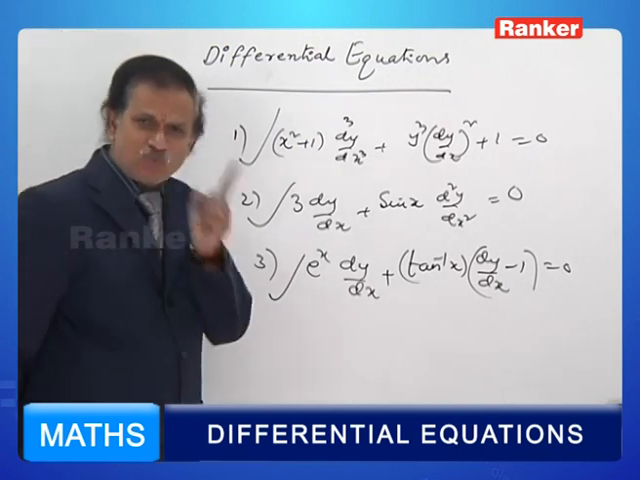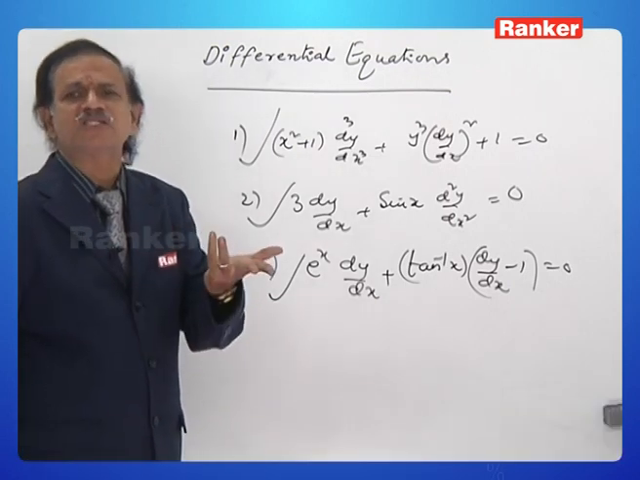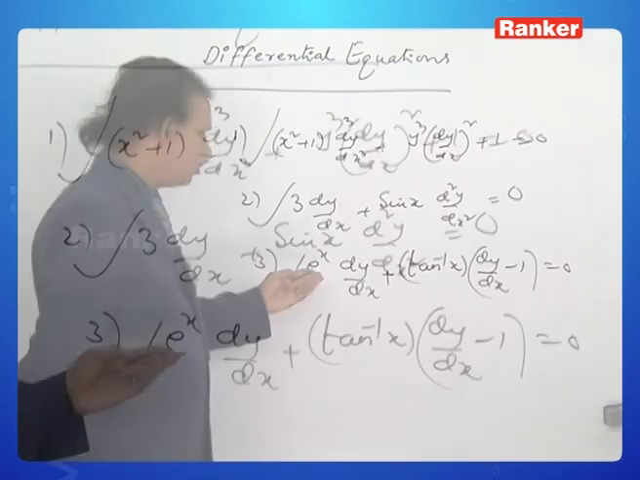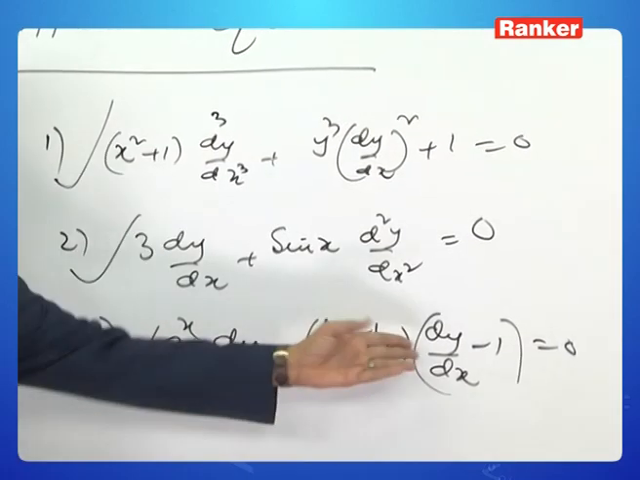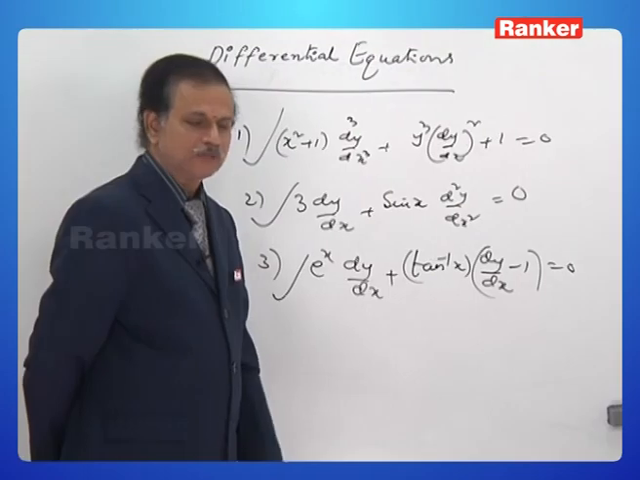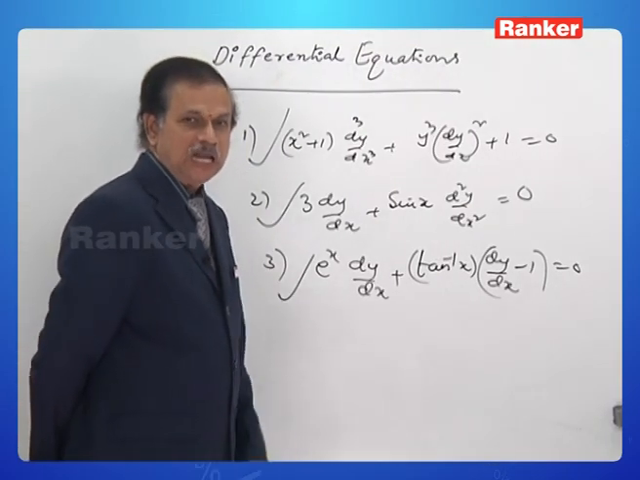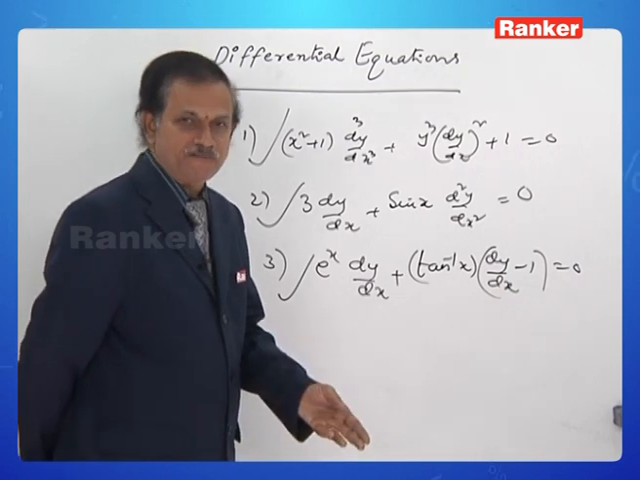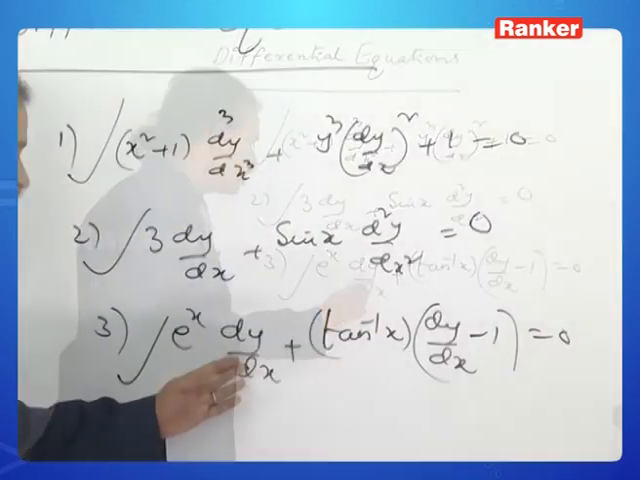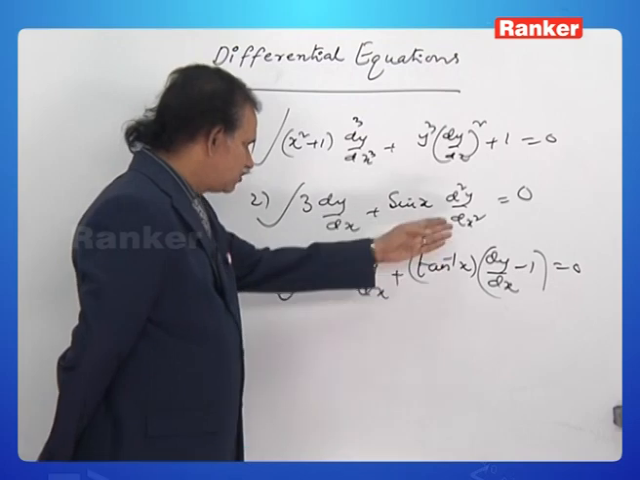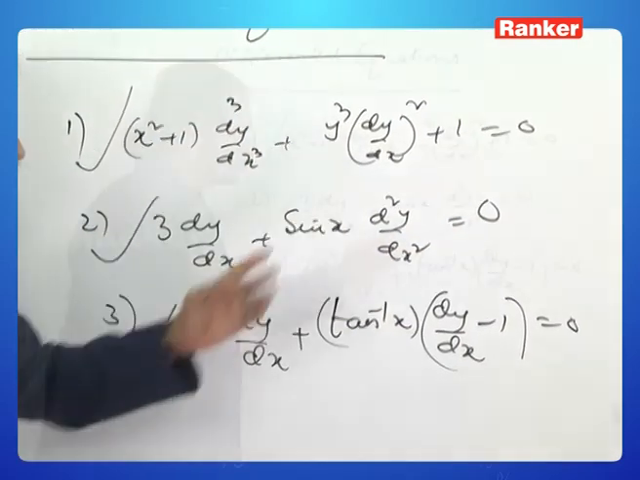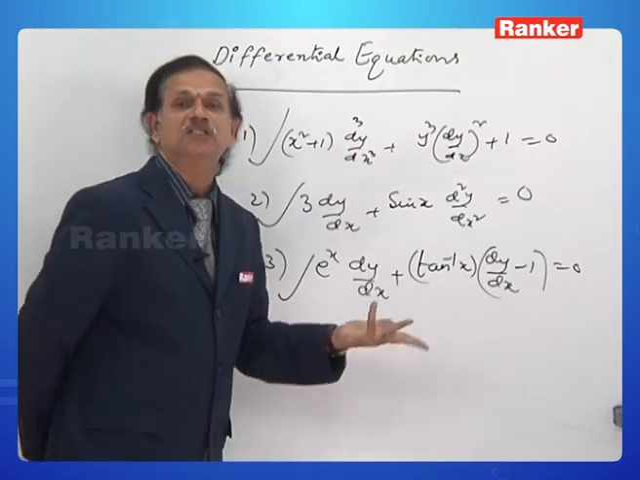Should it be present at once only? Not necessary. You look here, dy by dx and dy by dx, two times it is occurring. We do not bother about it. What is the largest order of the differential coefficient? First order derivative is there. So this is of first order, this is of second order, this is of third order.